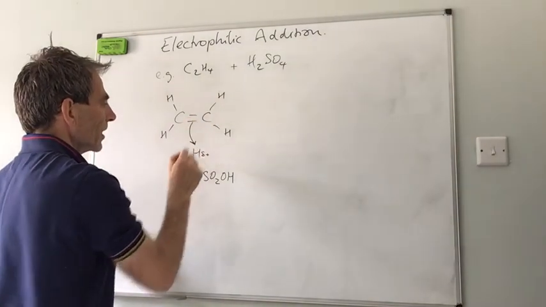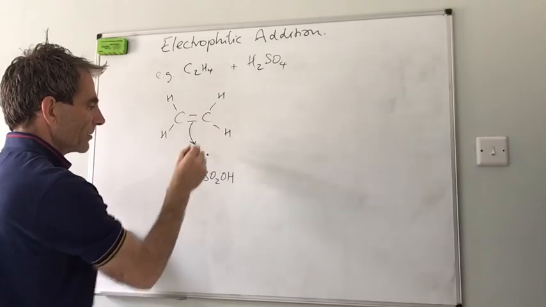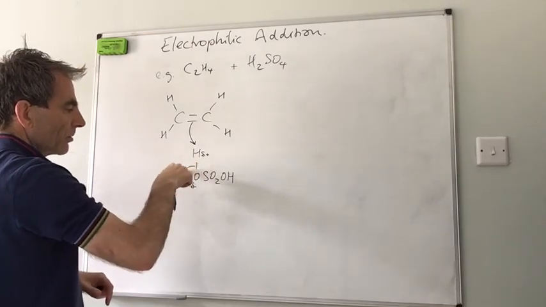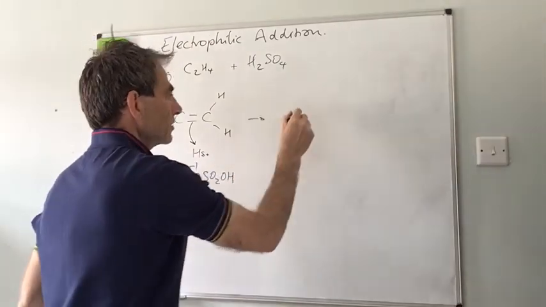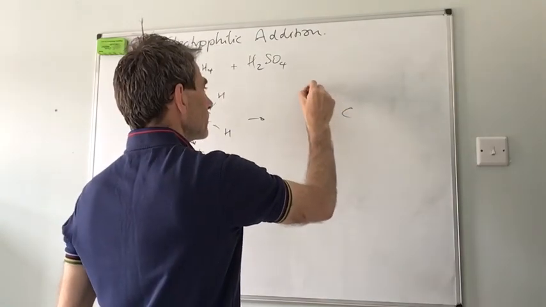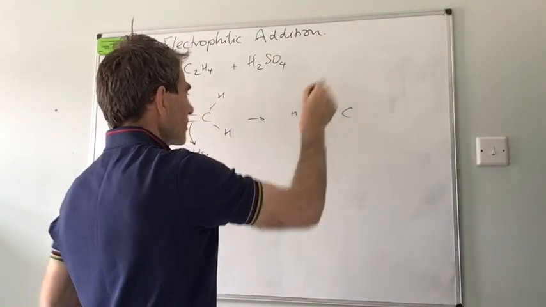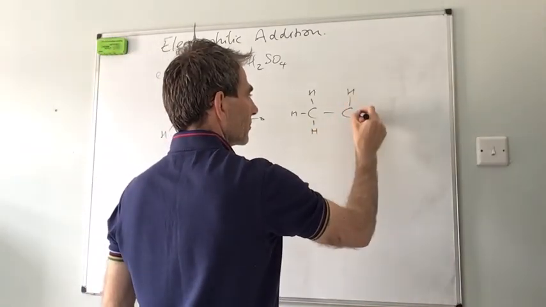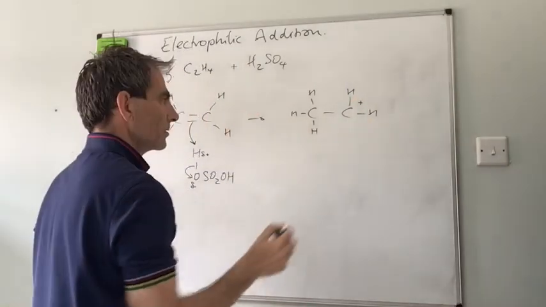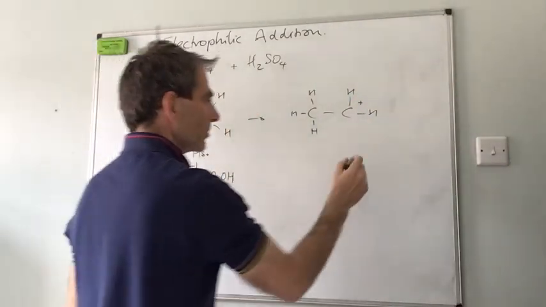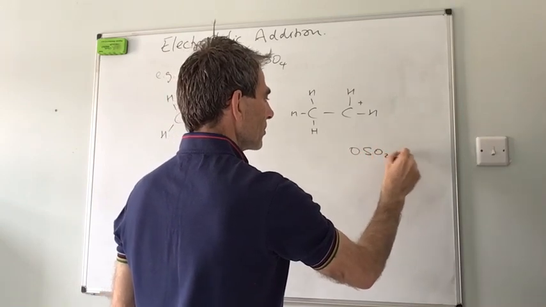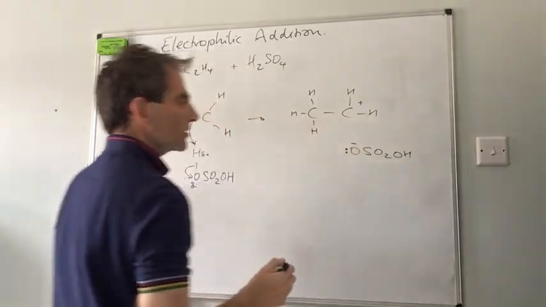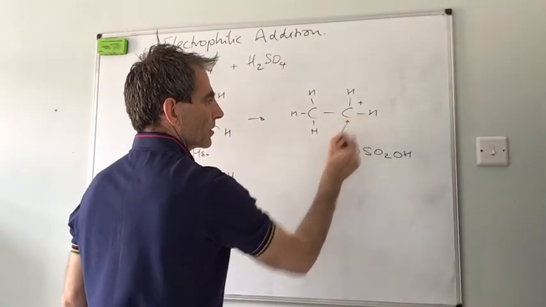Pair of electrons from the pi bond attracted to that slightly positive hydrogen. That's going to repel the electrons in this HO bond completely onto the oxygen. That's going to generate a carbocation. And because this is symmetrical, it doesn't matter where I put the hydrogen, so I'm just going to put it on the first one. So there's your carbocation, and this will be OSO2OH with a minus charge. There's the pair of electrons, and we get that.